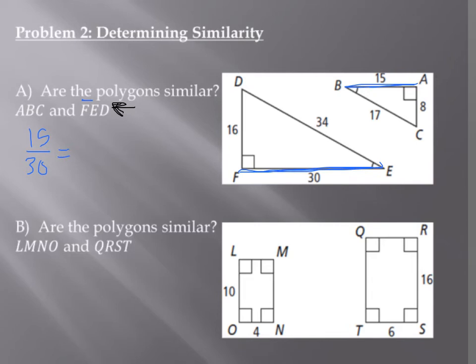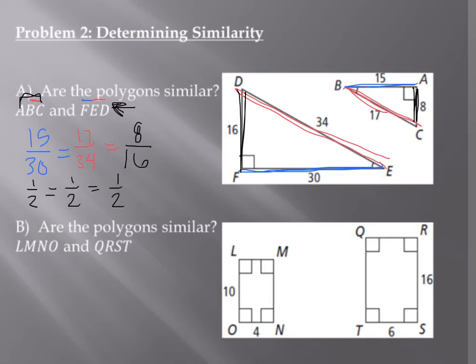Then I'm going to write a proportion for BC because those are my second two letters, BC. And my second two letters for the next statement is ED. So that'd be 17 over 34. And then I also have to check my last symbol, AC, which is 8 over DF, which is 16. And then I want to simplify all those fractions. So they all simplify to 1/2. So yes, the two are similar because all of their ratios are similar.